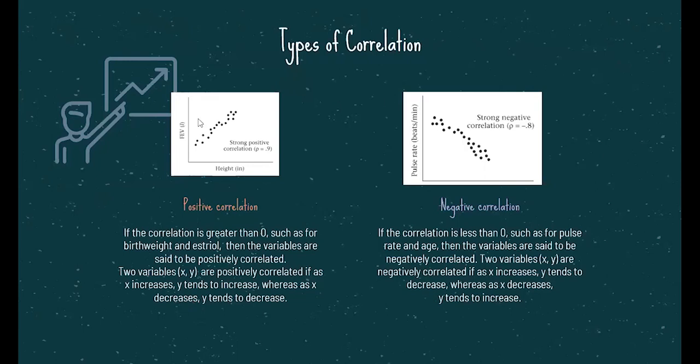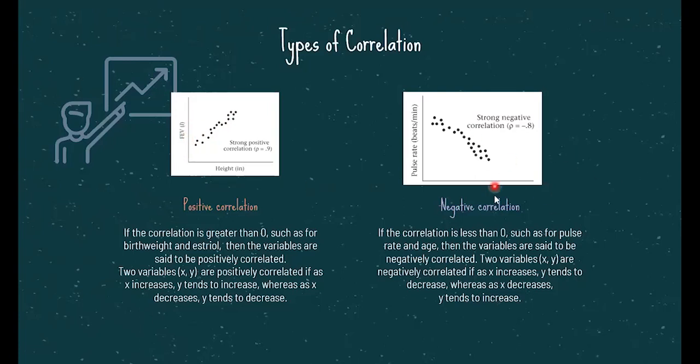So what is positive correlation? If a correlation is greater than 0, obviously this is a positive correlation. That means two variables are positively correlated. Positive correlation means as x increases, y tends to increase as well. When x decreases, y also decreases. Here, as you can see, if x increases, this variable also increases. You can consider this as height and this as weight. So if height increases, weight also increases. So there is a strong correlation between height and weight. The decrement of height also brings a decrement in weight.